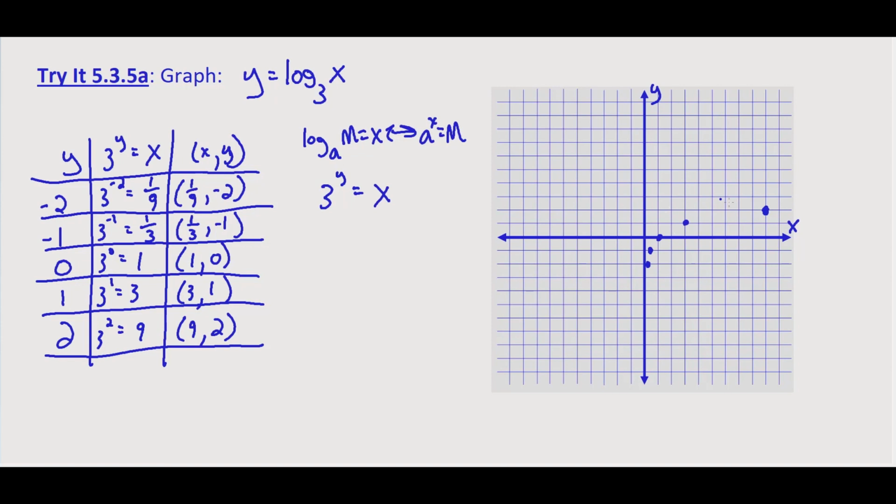And if you'll notice what I meant about the shape, similar to how the exponential function gets closer and closer to the x-axis, the logarithmic function, in this case, gets closer and closer to the y-axis. And the reason for that is because they're inverse functions in the sense that, again, log base a of m equals x if and only if a to the x equals m.